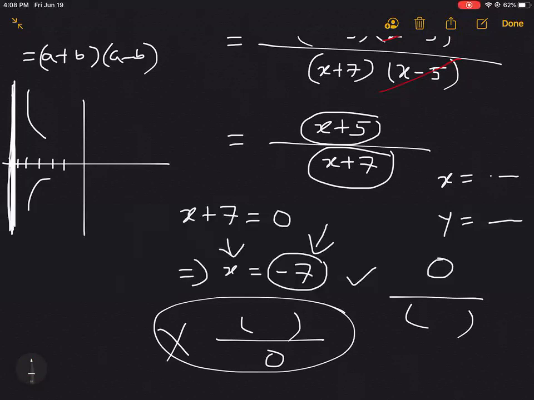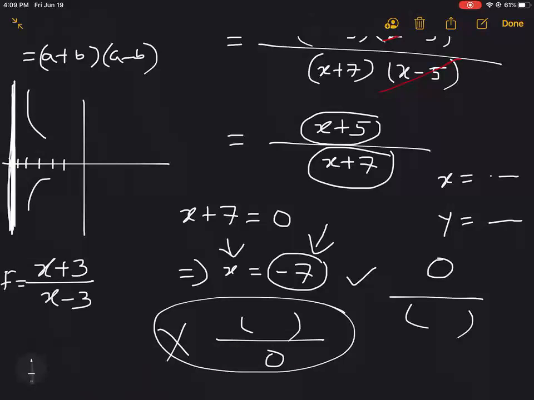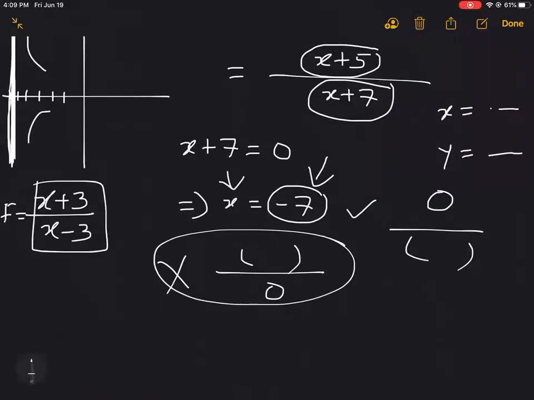Okay, very good. Now, I'll show you one more problem. Let's say we have a problem like this: x plus 3, x minus 3. Let's say that's my f of x. So if you have a problem like this, straight away, you can eyeball and say, hey, x equals 3 is my vertical asymptote.